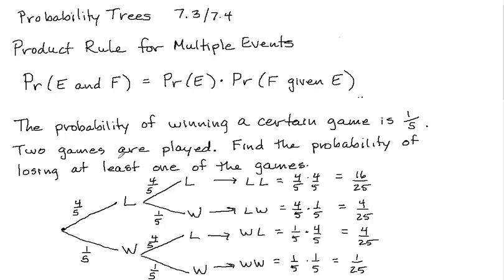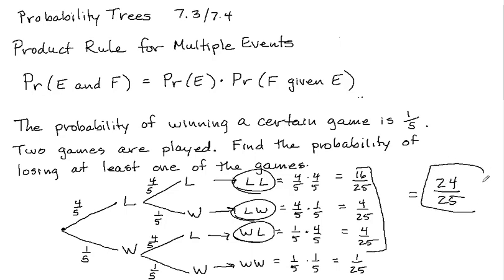Okay. Find the probability of losing at least one of the games. Well, that's here: loss-loss, loss-win, win-loss. It's these 3 added together. That adds up to 24 out of 25. Or you could say losing at least one game is the complement of winning both games. So if you win both games 1 out of 25 times, then you would lose a game the other 24 out of 25 times.